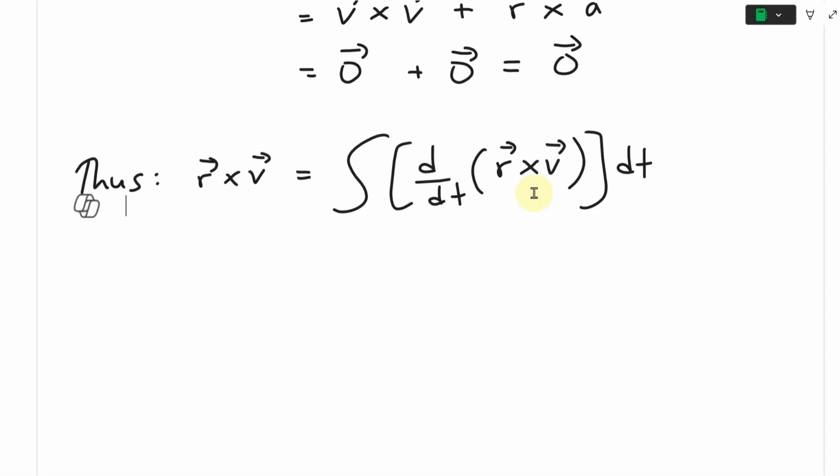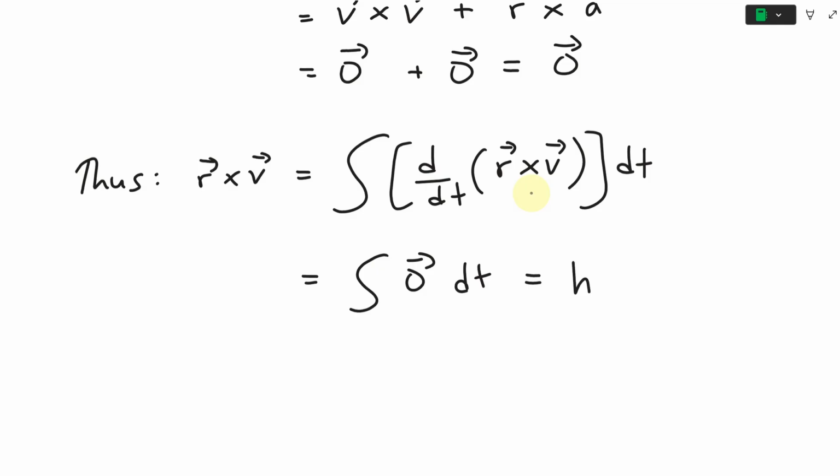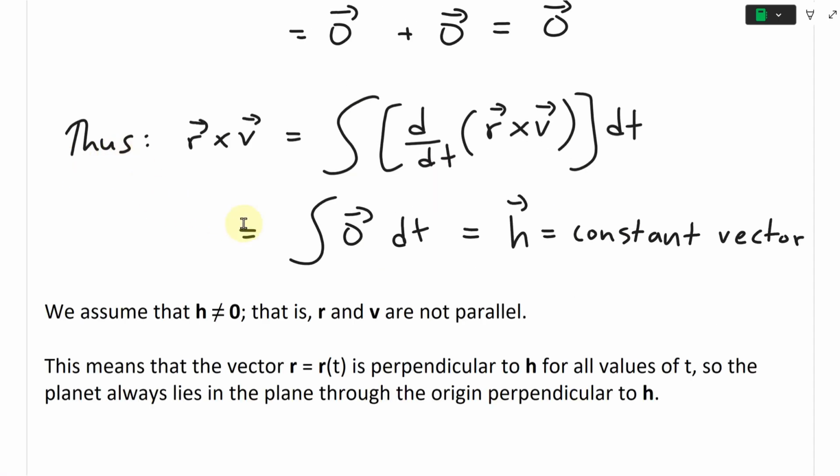And where this part here is equal to 0, this equals the integral of the 0 function, dt. And the integral of 0 is going to be a constant, because the derivative of a constant goes to 0. So this becomes h, where that's just a constant of integration. This equals a constant vector. And now the assumption is that this constant vector is not equal to the 0 vector.